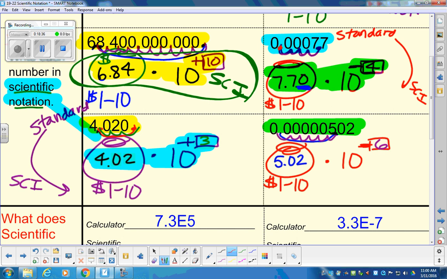So it has to be negative because it was super tiny to start with. Our answer in scientific notation is 5.02 times 10 to the negative 6th power. We call this scientific notation. All of that highlighted in yellow is my answer in scientific notation.